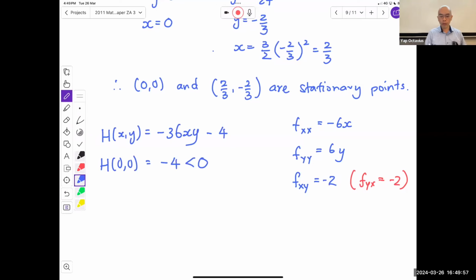So this one will tell you that (0, 0) is, once it's negative, you don't need to think so much already. It's a saddle point.